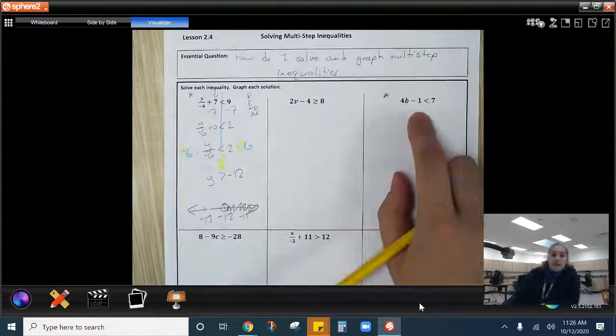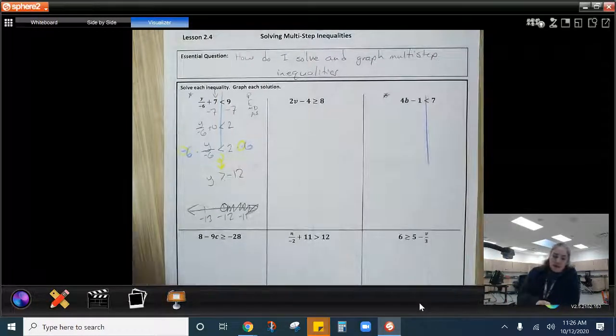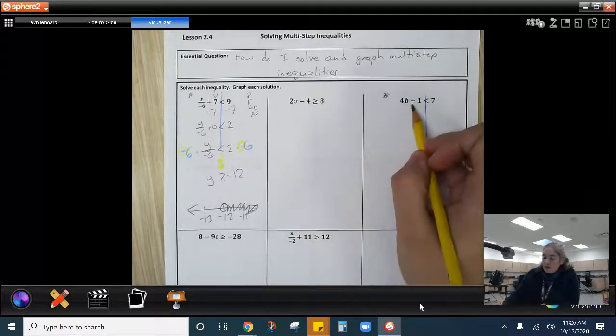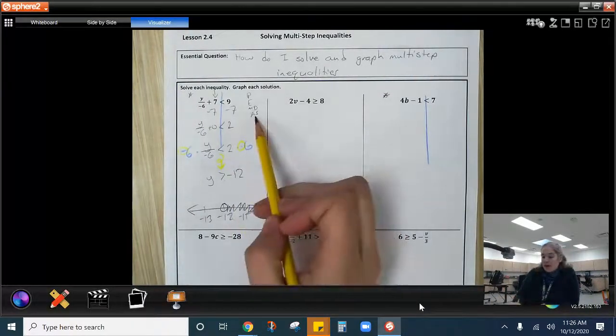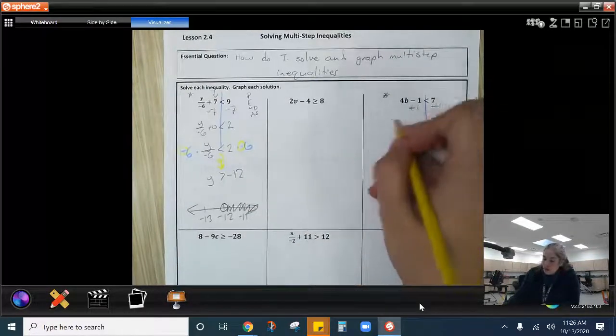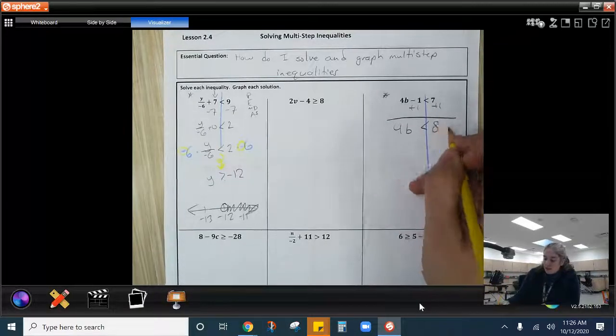All right, let's do our second example over here. Again, I'm going to give myself both halves, just like that. And I want to think about, well, what's the opposite? I've got 4b minus 1, which is less than 7. So do I have any add or subtract? Yes. What's the opposite? Add 1. So let's add 1 to both sides. So we have 4b. It is less than 8.